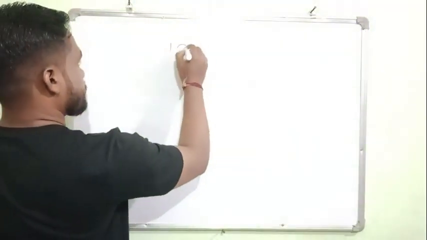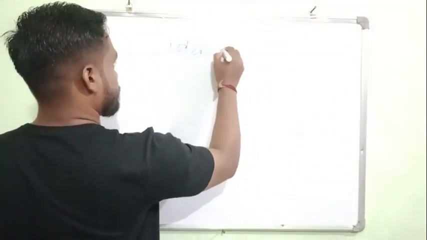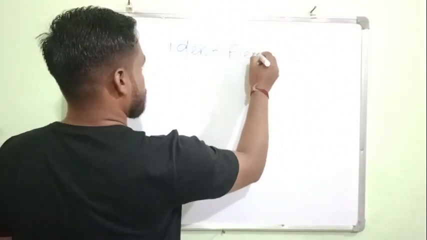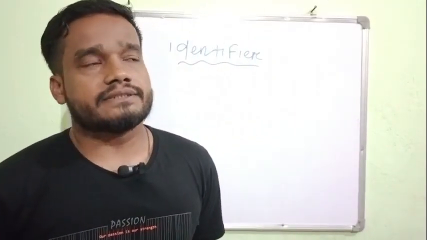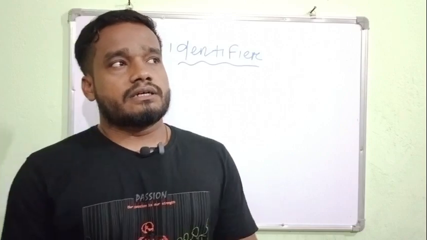So, in today's class, we are going to study about the identifier. So, what do you mean by identifier? Identifier is a part of tokens. We had already discussed it in our previous class. So, the definition of identifier means it is a name of a variable, class, or method given by the user.